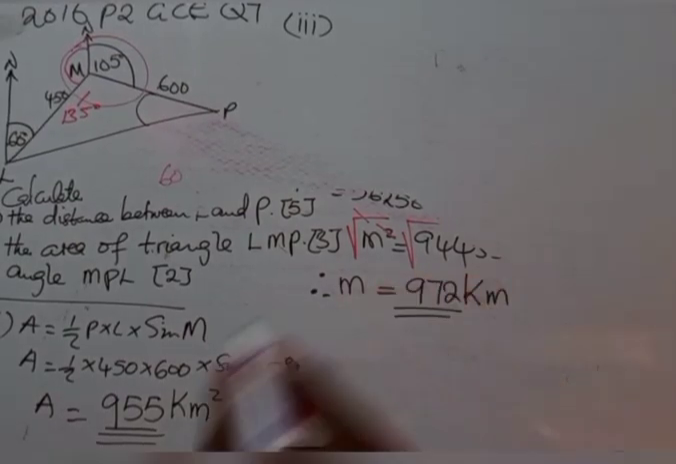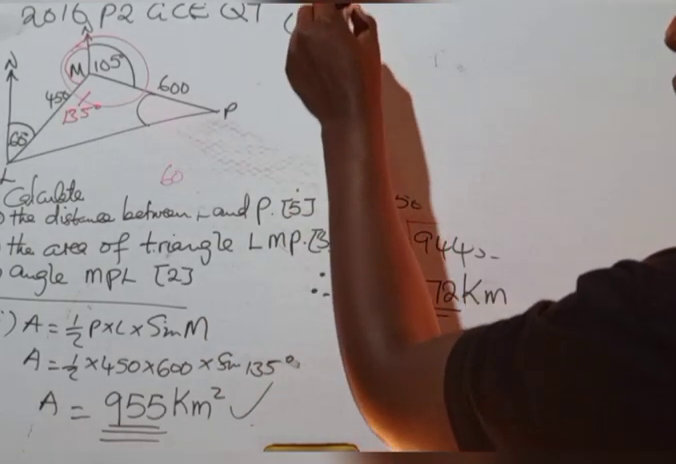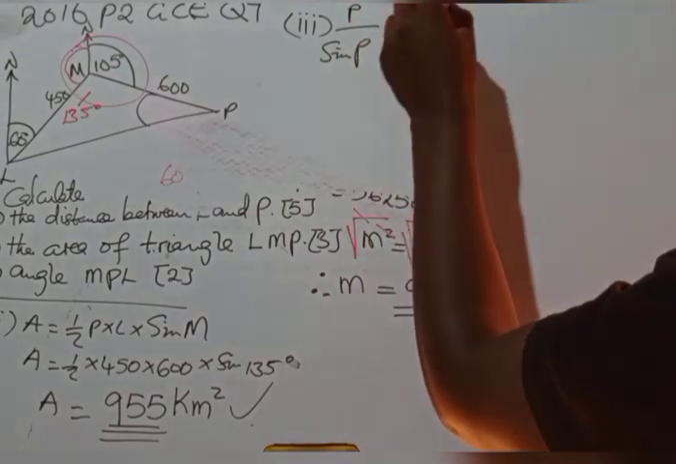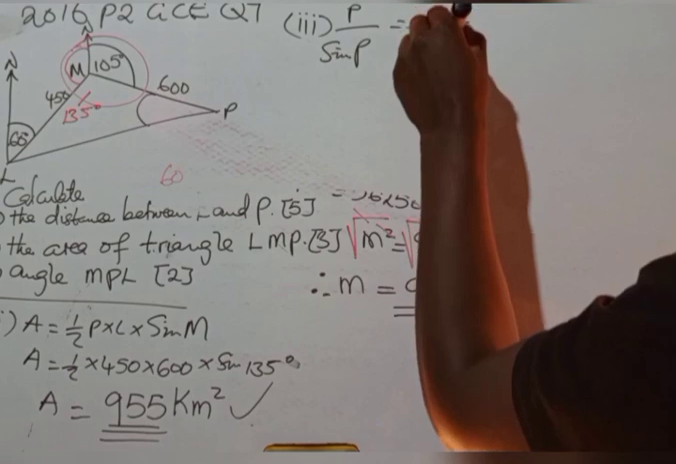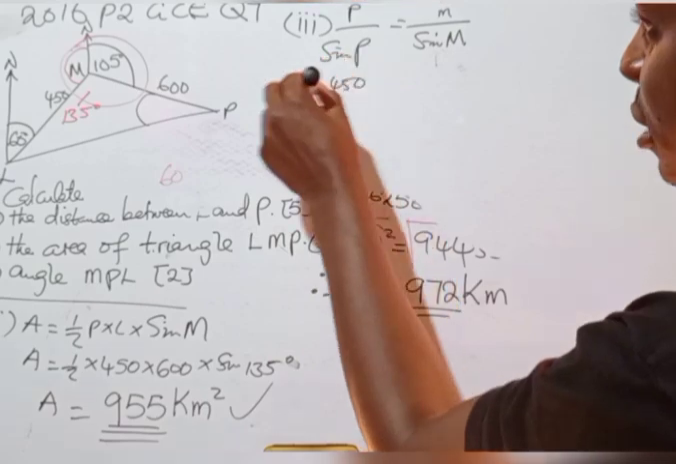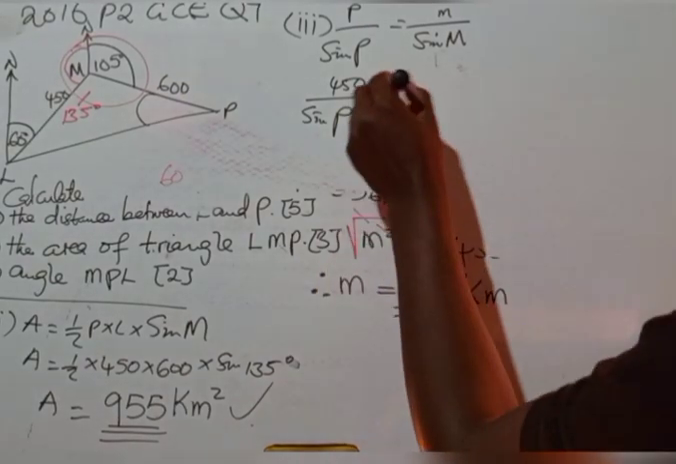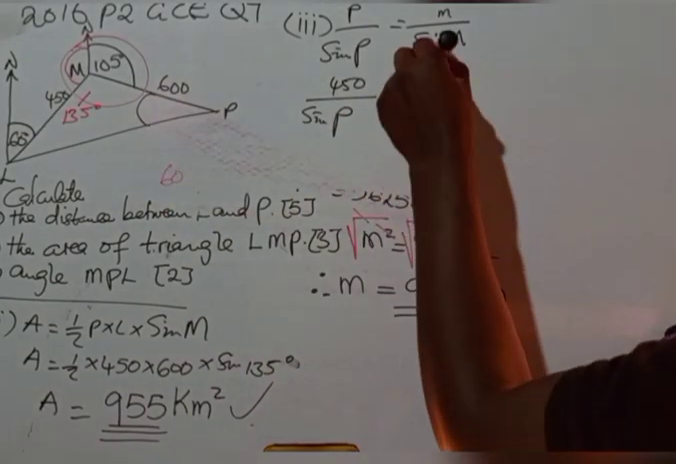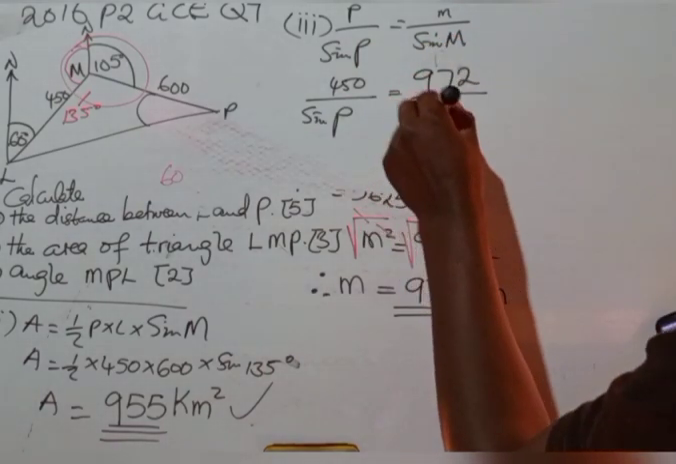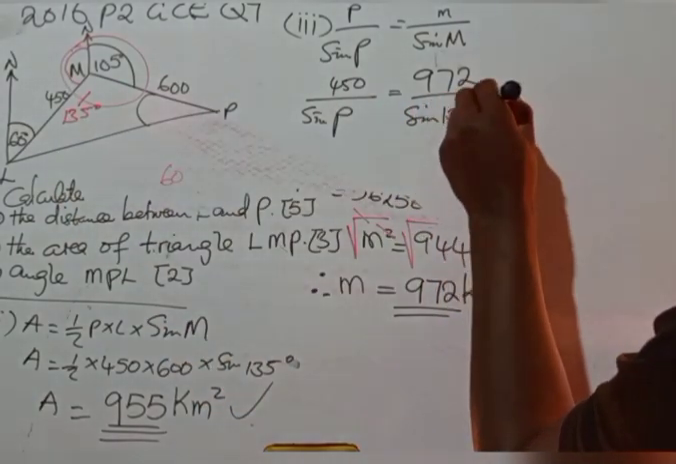To find that angle, we are going to use the sine rule, where we'll say small letter p over sine p is equal to small letter m over sine big letter M. What is small letter p? It is 450 over sine p, the angle we are looking for. Then it's equal to small letter m, we got 972 over sine m. What is m? We got that angle as 135 degrees.